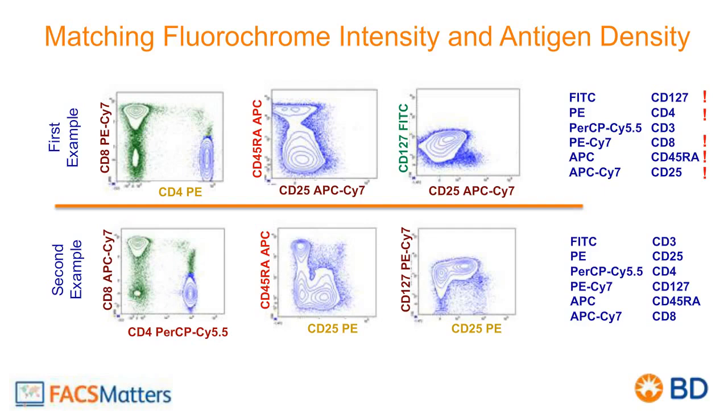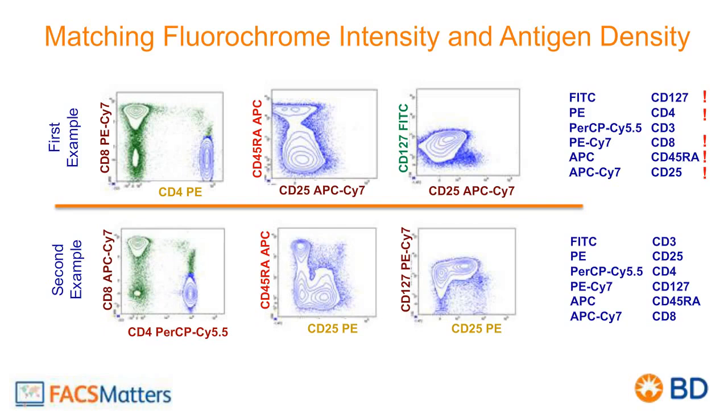So in this example, I put a dim fluorochrome on CD127. CD127, in the context of what we care about, is a very dim marker. Therefore, I'm using a dim fluorochrome on a dim marker. Not a good thing. I'm using PE on CD4. PE is very bright, CD4 is highly expressed. If I have any spillover issues, I'm going to intensify those problems by that choice. So here I've made a number of very bad choices, as indicated by the red exclamation point.